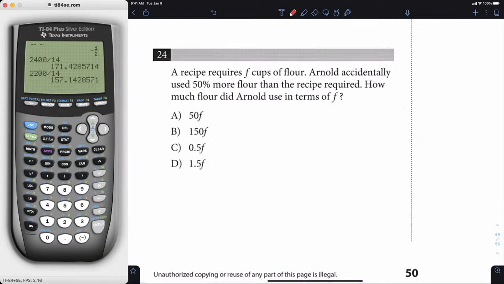Recipe requires F cups of flour. Arnold accidentally used 50% more flour than the recipe required. How much flour did Arnold use in terms of F? So it requires F cups of flour. He increased that by 50%, so 1.5 times F, which is D.